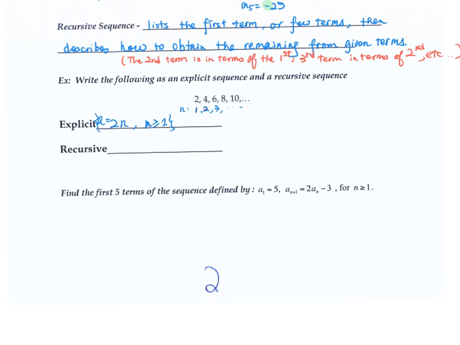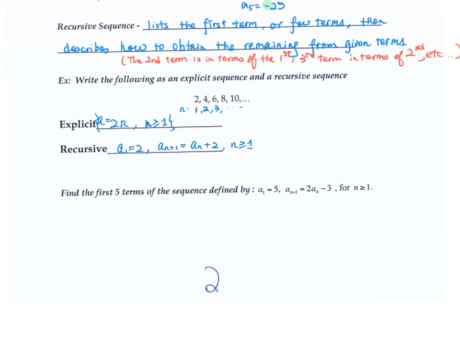Now, if I want to write a recursive sequence, my first term is given, obviously, the number 2. And then my n plus 1, which means it's the next term, is in relation to the previous term. So the previous term is an, or in this case the number 2. 2 plus 2 would give me 4. Again, here n is greater than or equal to 1.